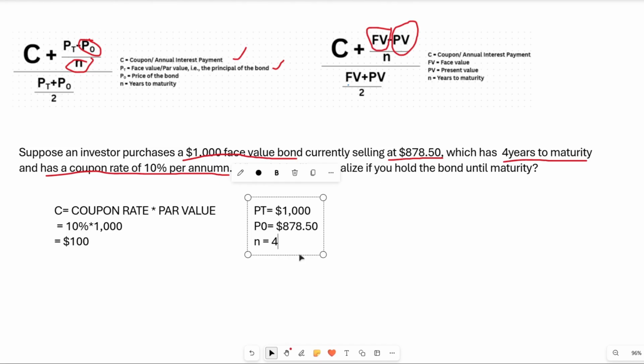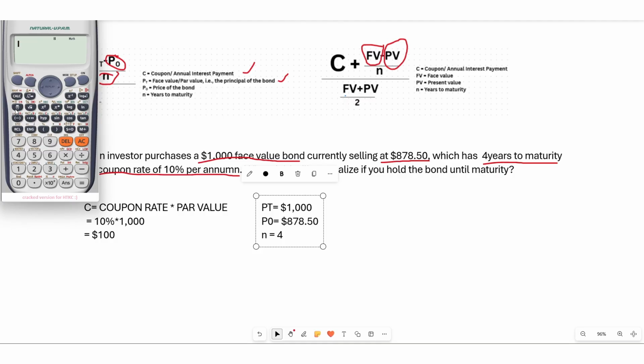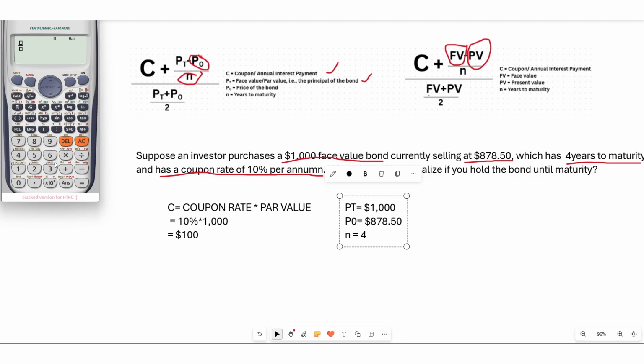All we need to do is input this into our calculator, and we are going to have our answer. So I'm going to click on this. Our C, which is our coupon from the question, we have 100 plus, then from the formula we have PT, which is 1,000 minus the price of the bond, divided by the number of years. We have 4 to be the number of years. Then we have the denominator.